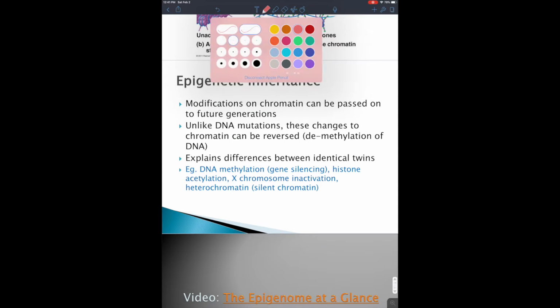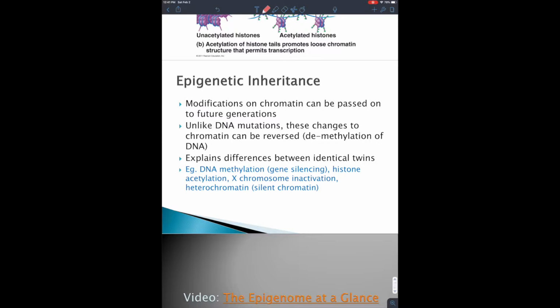Modifications on your chromatin can be passed on to future generations. We call that epigenetic inheritance. Now, unlike a DNA mutation, remember where I changed the letters around, these changes to chromatin can be reversed. We can demethylate DNA, so we can loosen and we can tighten that structure. This is going to explain the difference between identical twins.